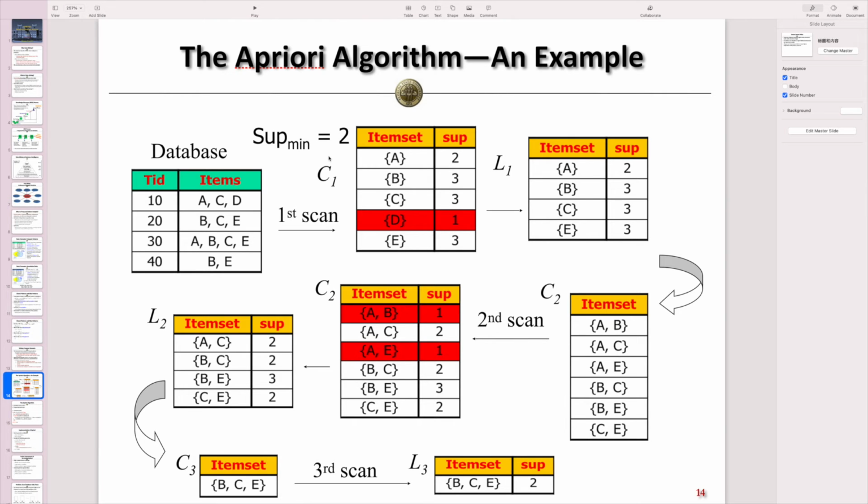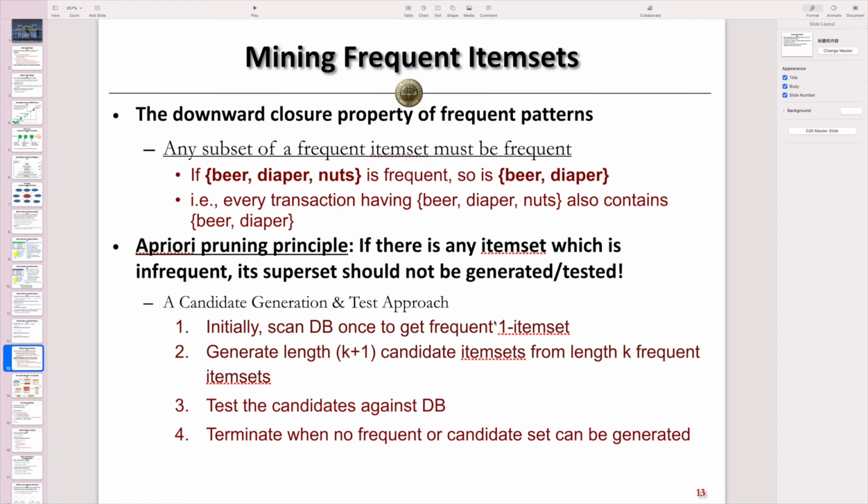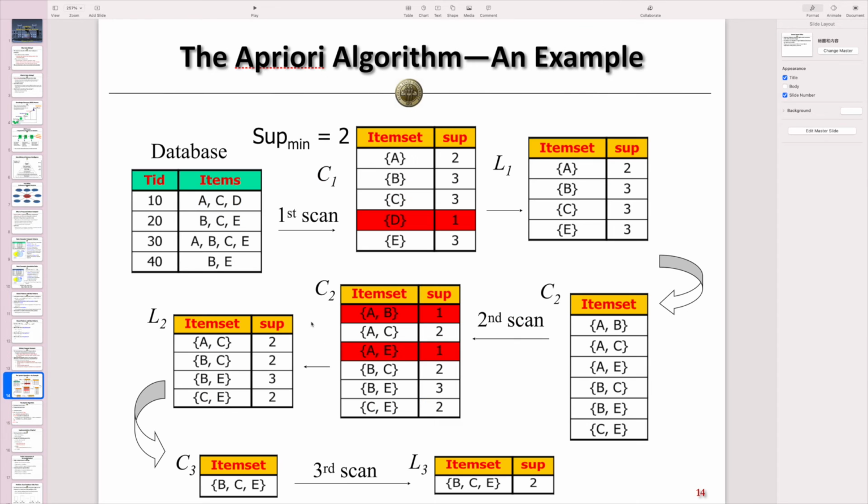According to the previous algorithm, based on the frequent one item sets, we can generate the candidate frequent 2 item sets by combining them together. By combining A, B, C, E, we can have different combinations: AB, AC, AE, BC, BE, and CE. This is called the candidate set.